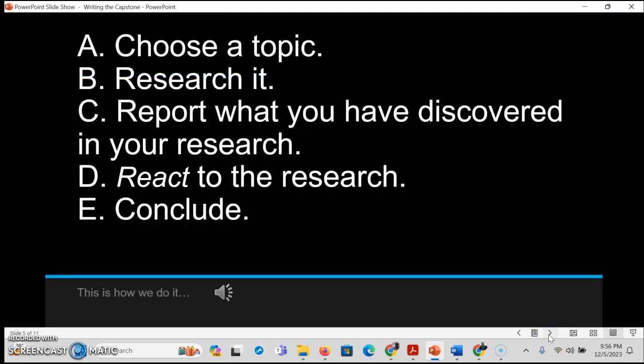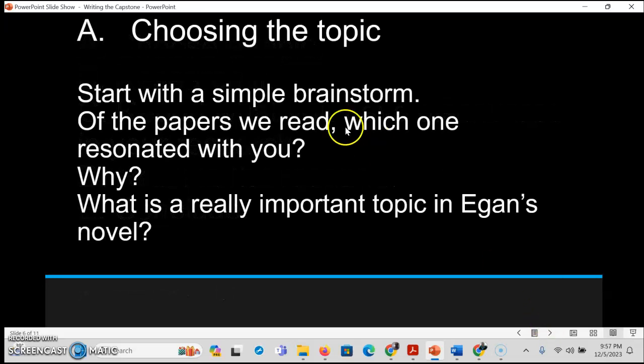You can check your project against what you were expected to do as per the guidelines, right? How do you do it? You choose a topic, right? You research it. You report what you have discovered. You react to the research, which is the main part of the paper itself. And then you conclude it, right? So as far as part A, choosing the topic, you could brainstorm anything that connects to the overarching topic of our class of identity and place would be good, including themes from the book.